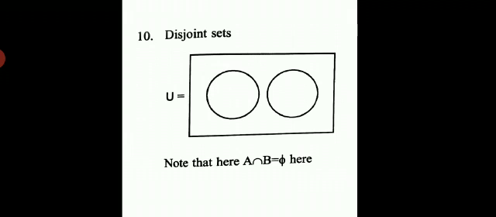Last one, disjoint sets. If two sets are different, for example, A has even numbers and set B contains odd numbers, then there will be no matching. A intersection B is not possible, so we will write A intersection B is equals to the null set. We will represent two circles within a universal set separately. We will not mix them together. Hence this is a disjoint set.